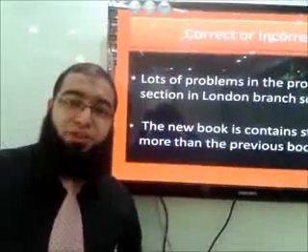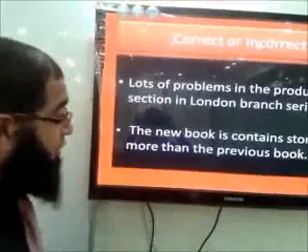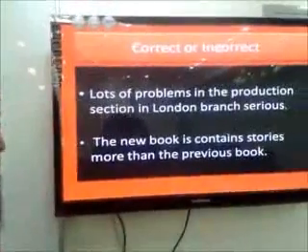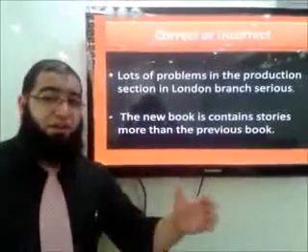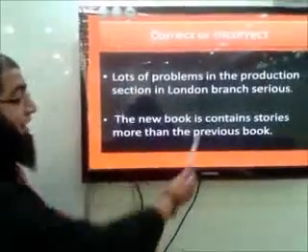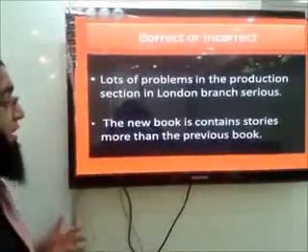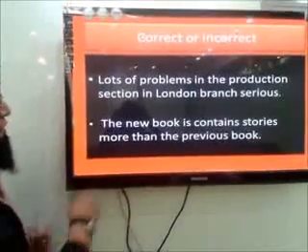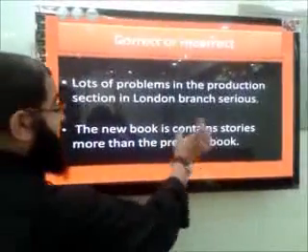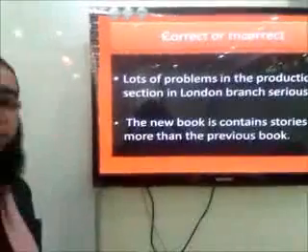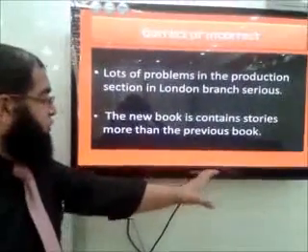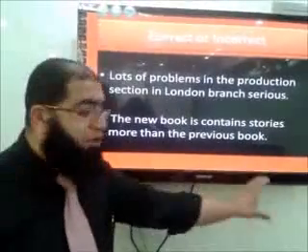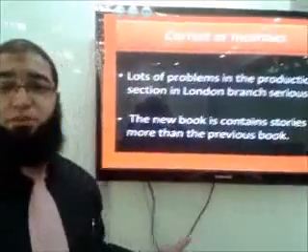Now, how many verbs do we have here? We've got two verbs, no connectors, which means that this is a big mistake. I need only a subject and a verb. I don't need double verbs. I've got an extra verb here. So, I have to say it like that. The new book contains. I don't need is here. I need one verb. So, the new book contains stories more than the previous book. Now, this is the right answer.